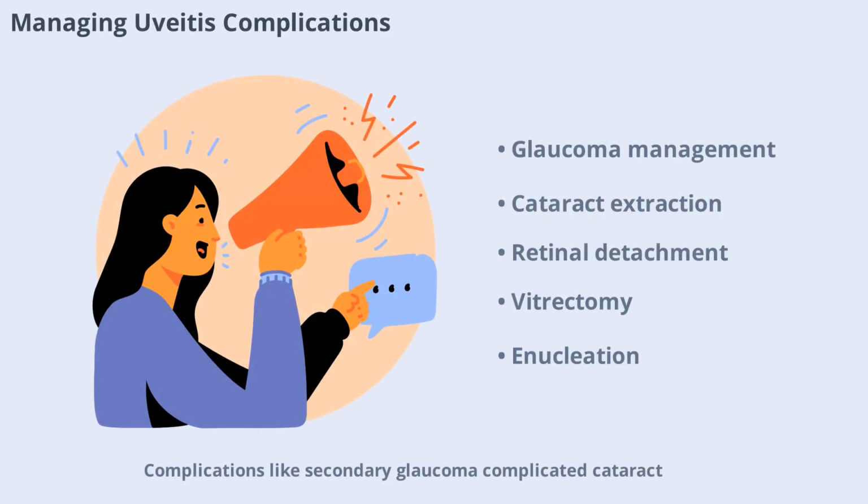Complications like secondary glaucoma, complicated cataract, retinal detachment, and phthisis bulbi require specific interventions. Secondary glaucoma is managed with timolol eye drops and acetazolamide tablets, with iridectomy or laser iridotomy for ring synechiae. Cataract extraction is performed after controlling acute inflammation. Retinal complications are prevented with steroids and vitrectomy for detachment. Painful phthisis bulbi may necessitate enucleation.